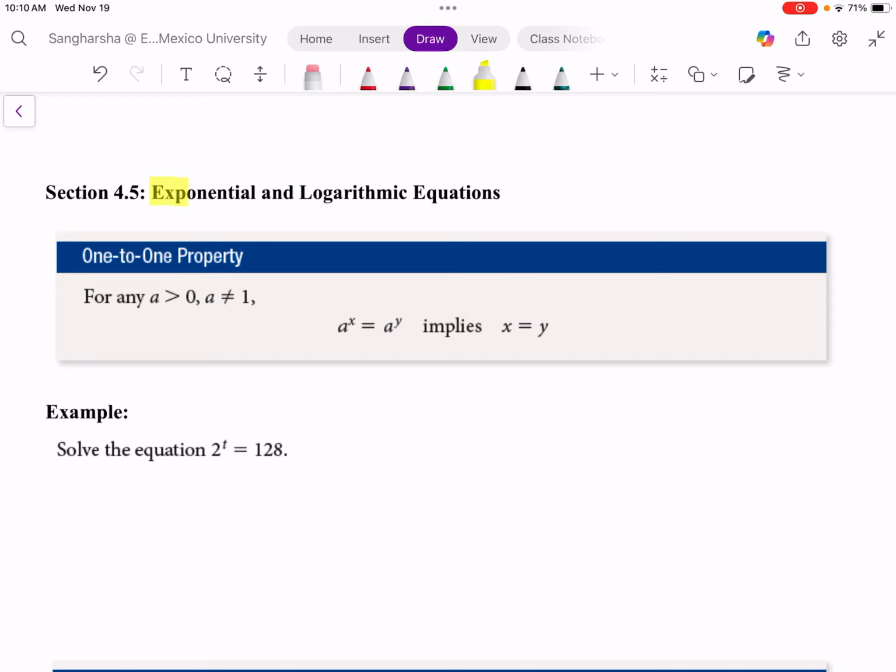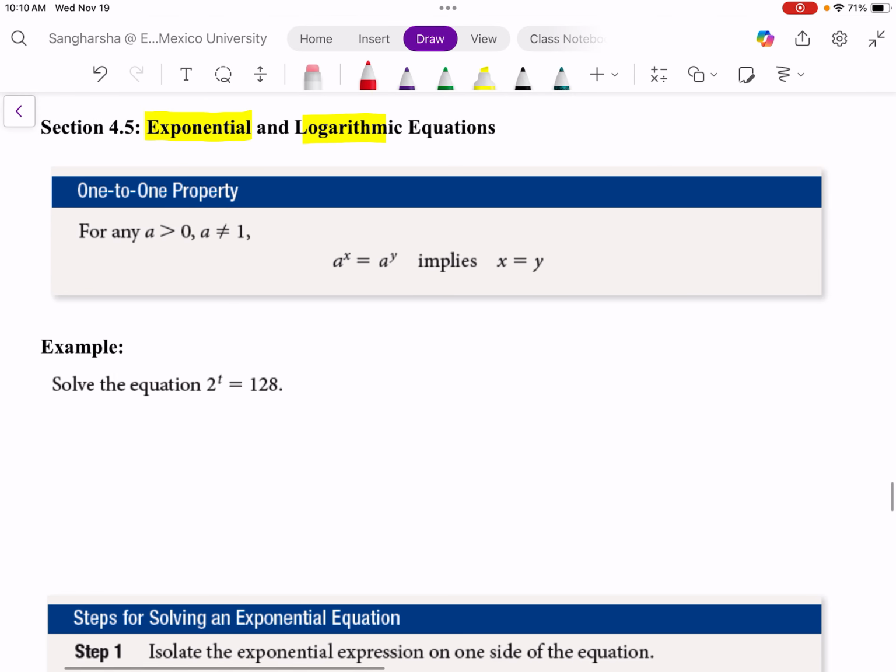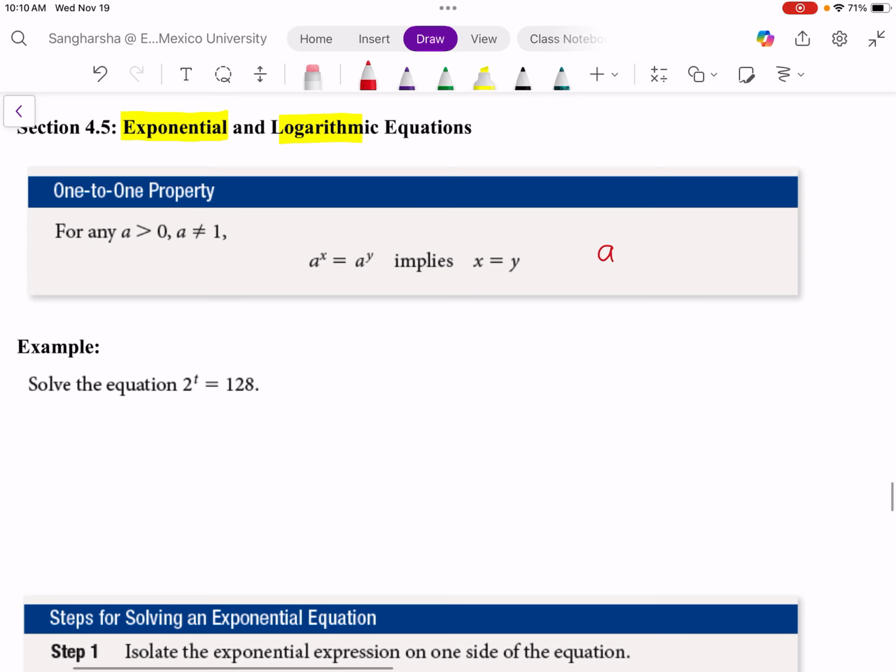So we have exponential equations and log equations. Now the very first property that helps us to solve an exponential equation is, let's say we have an exponential expression a to the power x equals a to the power y.